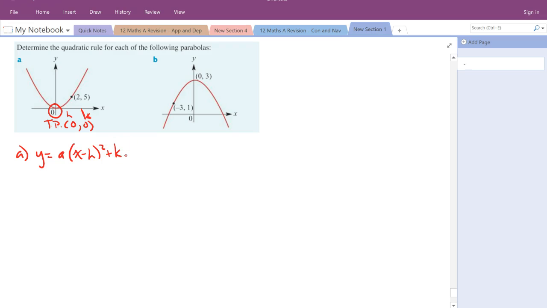Then we substitute our h and our k in, and we get y equals a times (x minus 0) squared plus 0. So all we have is y equals a x squared. We need to find out what a is. To do that, we substitute in the second point, the point that we're given, and solve for a.